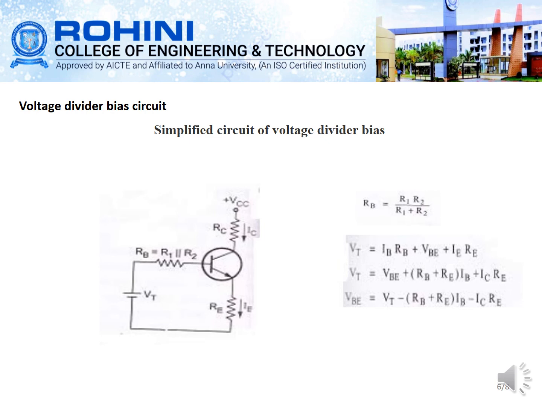We apply the KVL along the input side, that is the base circuit, as well as the collector circuit, and we find the value of the current. If there is any change in the temperature, then we make the voltage drop stabilize the output.